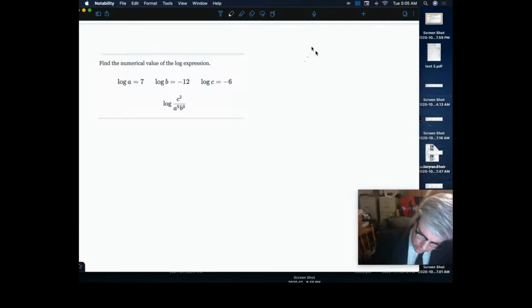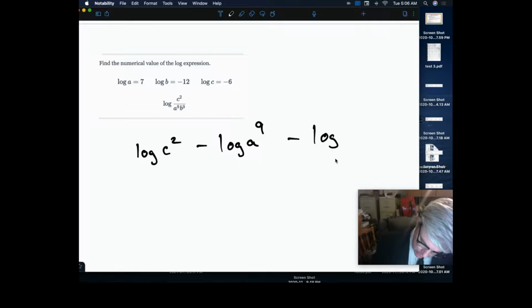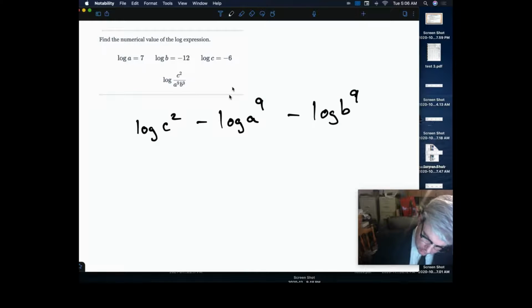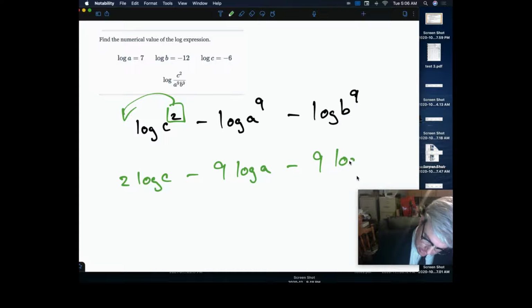Find the numerical value of the log expression given. Okay, so again, I'm going to rewrite this as log c squared minus log a to the 9th minus log b to the 9th. In other words, I'm writing these both as negative, and they both have to be negative because we're dividing, right? And so we can take the exponent and put it in front of all of these, so this becomes 2 log c minus 9 log a minus 9 log b.